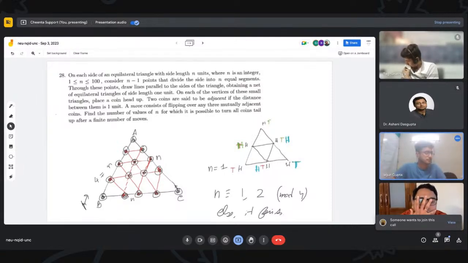Another observation is that there's no need to flip a triangle twice. If you flip a triangle twice, then that's literally doing nothing. So we can assume that every triangle gets flipped at most once. Now, I hope everyone knows the meaning of the problem.